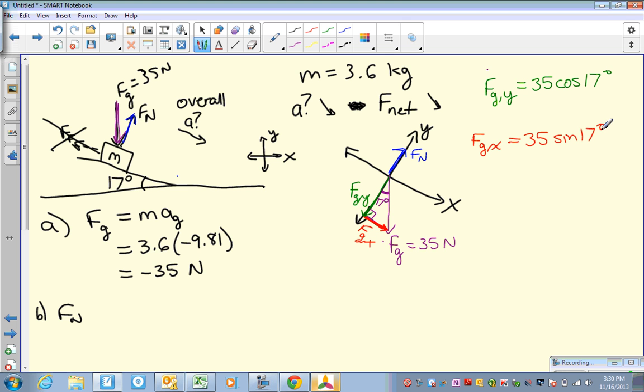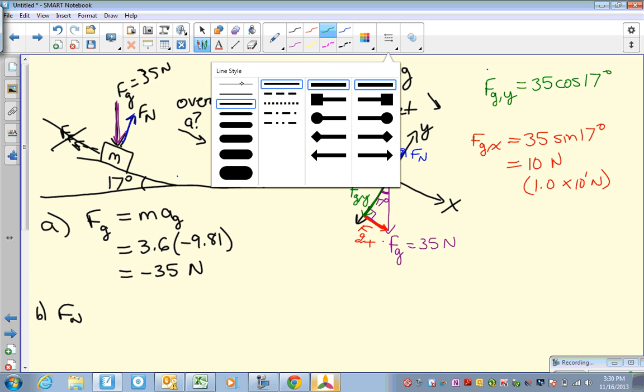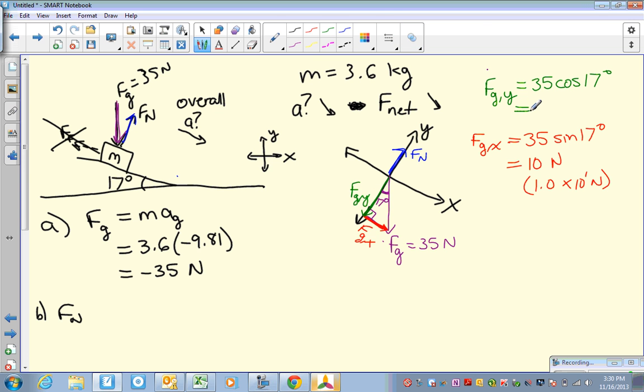So using your calculator, and remember we're going to have two significant figures for both of those. 35 sine of 17 is 10 newtons. I guess technically we have to write that. The only way to get that with two significant figures is 1.0 times 10 to the first newtons. So I'm just going to write that in parentheses. You can work with 10 though. This one, 35 cosine of 17, is 33 newtons.